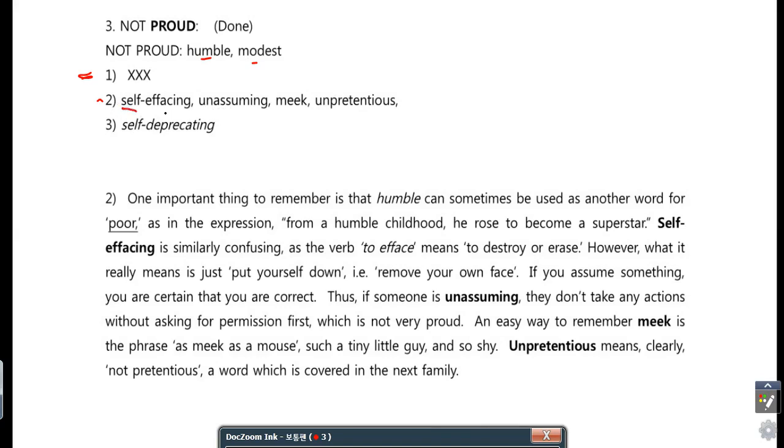We have self-effacing, which means to yourself. To efface means to remove the face, literally. Efface means face off. So literally self-effacing means take your face off, which means decrease your standing or your image. Unassuming, to assume means that you think that you know what is right. So if you're unassuming, then you never think that you know what is right, which means you're not confident or you're not proud, as we say here, or humble.